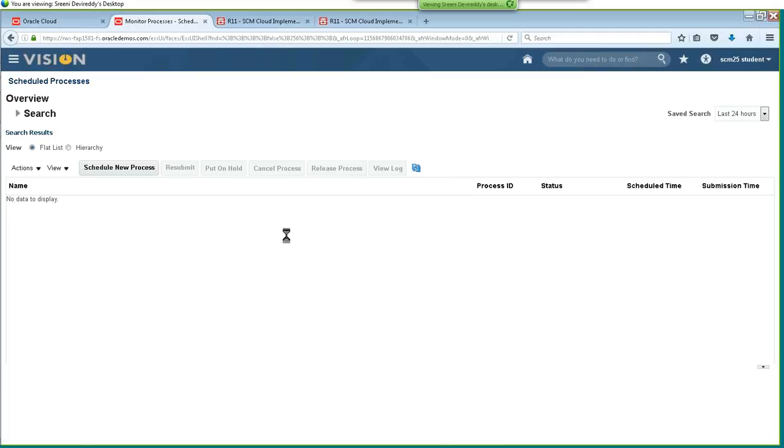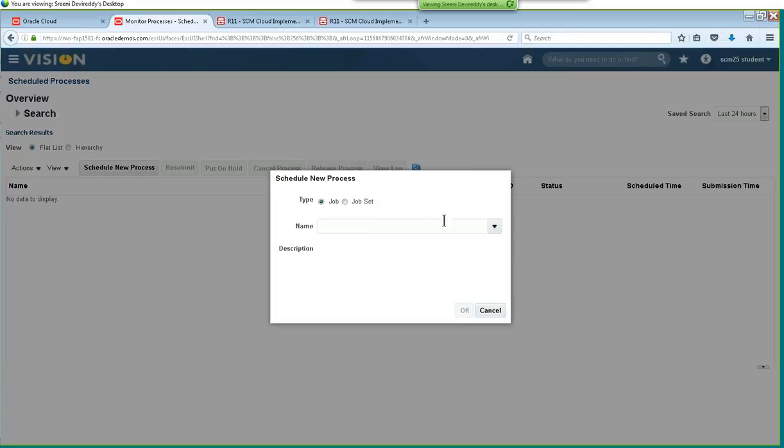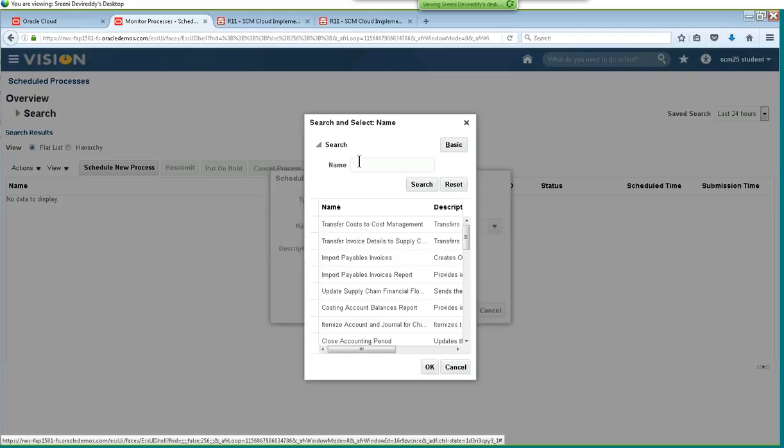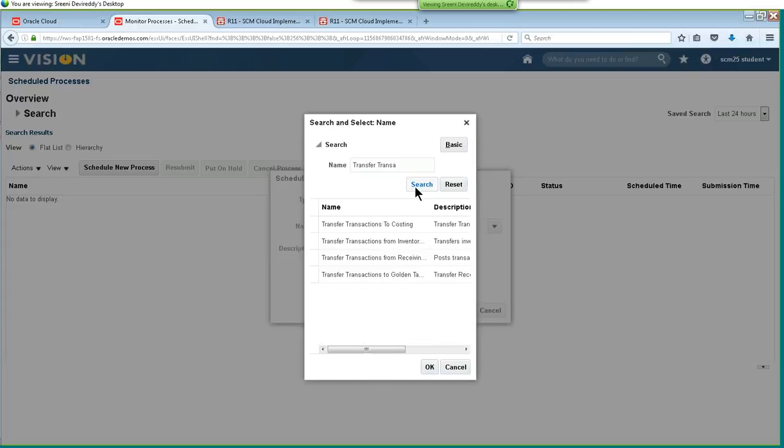And the name of the process is transfer transactions from receiving to costing. So I have created a receipt. I'm sending the receipt information into the costing because these are all different products, right? The receiving is a different product. Receipt accounting is a different product. So essentially sharing that information through the interface tables. So transfer transactions from receiving to costing.